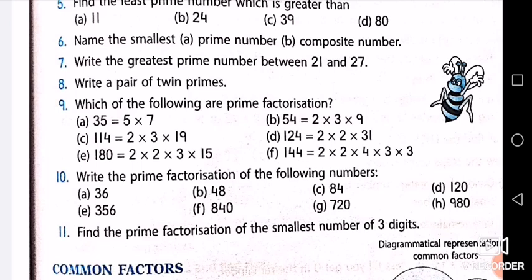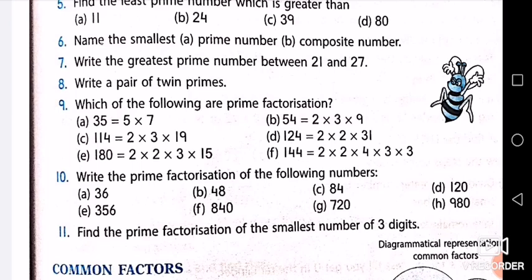Now come to B, 54. 2 multiplied by 3 multiplied by 9. Now 9 is a prime factor? No, 9 is a composite number. 9 is not a prime number. So we will write in B, no, it is not a prime factorization. Now come to C, 114. Now 2 is a prime number, 3 is a prime number, and 19 is also a prime number. So we will say yes, it is a prime factorization.